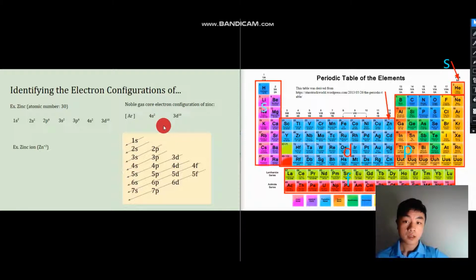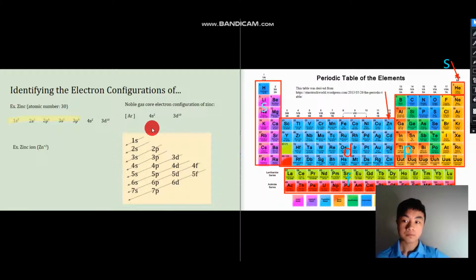Now its noble gas core electron configuration is going to be [Ar] 4s2 3d10. We can say that because we know that this entire thing over here is going to be the electron configuration for argon, right? Because argon ends right here. It ends at 3p6. And so we're going to continue with the 4s2, which is all the way up to calcium, and then we're going to leave the rest, which is all the way up to 3d10.